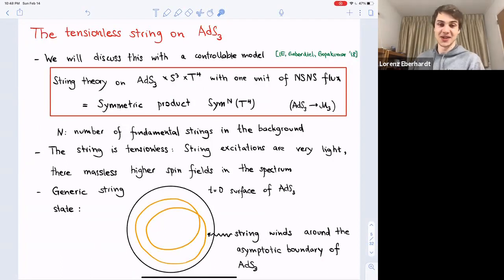Okay, so as I said, I want to look at this in string theory, and I will use one very controllable model, but one model that is sort of extreme, at the extreme opposite end of the spectrum from JT gravity. The model is string theory in AdS3 times S3 times T4 that I already mentioned before, but I will further restrict myself to one unit of NS-NS flux background. So I'm taking one specific background here.